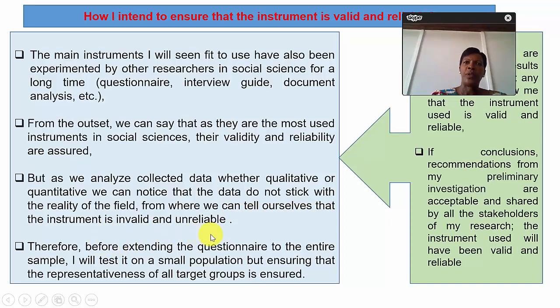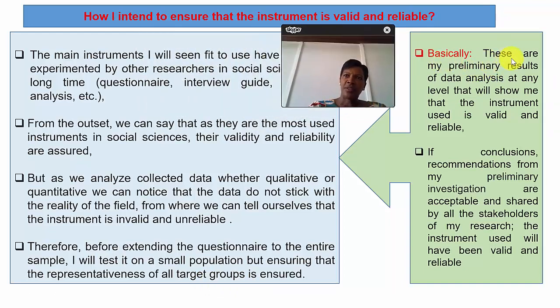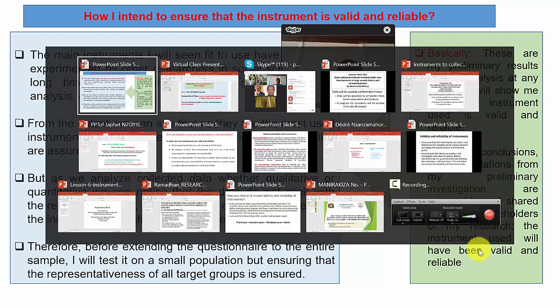and unreliable. Therefore, before extending the questionnaire to the entire sample, I will test it on a small population, ensuring that the representativeness of all target groups is assured. Basically, these are my primary results of data analysis at any level that will show me that the instrument used is valid and reliable. So, if conclusions and recommendations from my primary investigation are acceptable and shared by all stakeholders of my research, the instrument used will have been valid and reliable. Thank you.